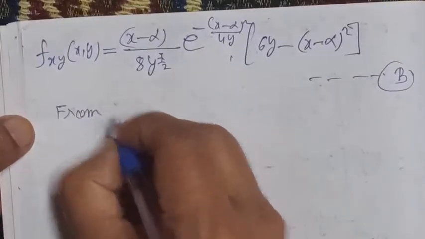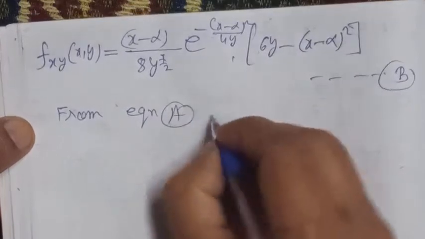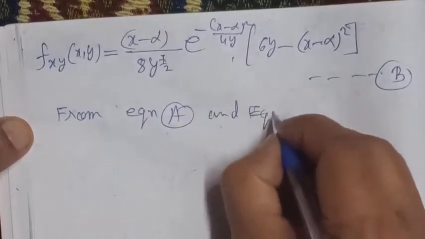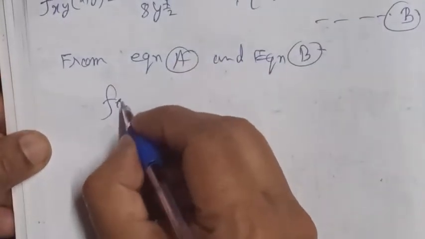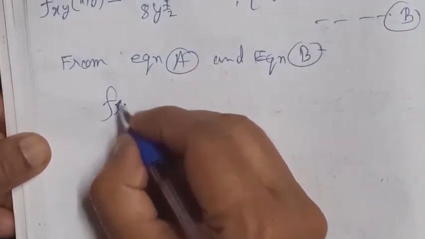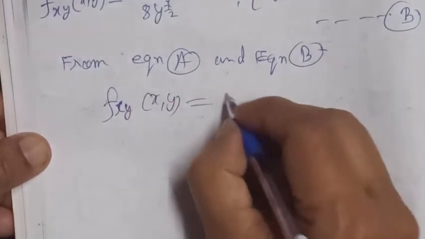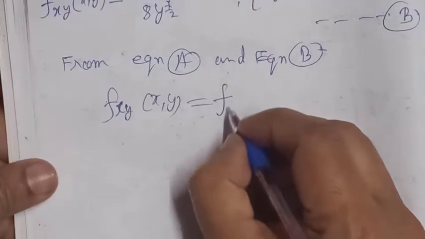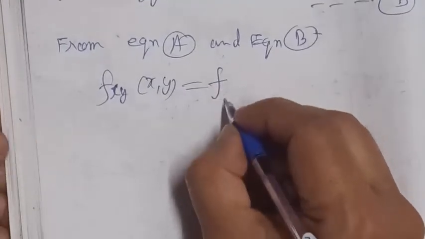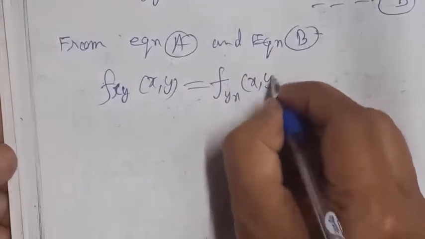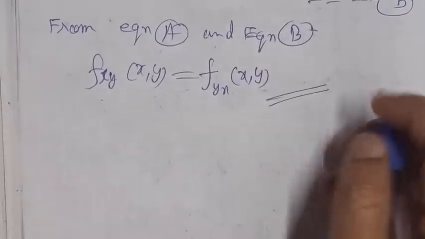From equations A and B, we can write that f_xy, the differentiation of f with respect to x and y, which is a function of xy, equals the second derivative of f with respect to y and x, which is a function of xy, are equal. It has to be proved.